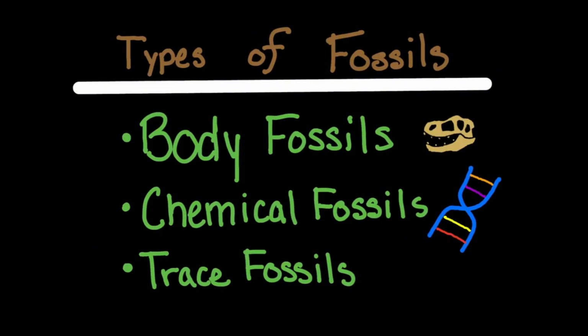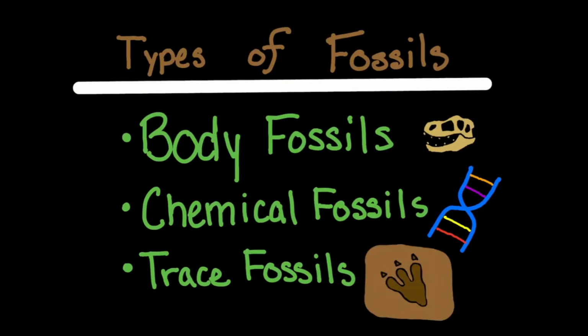Trace fossils are not the actual remains of organisms, but are produced by them. Examples are footprints, burrows, and coprolites, which is the waste of ancient organisms.